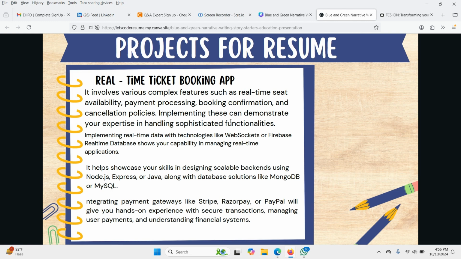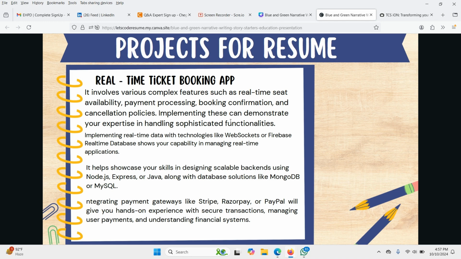So in the next slide we are discussing what projects you should include in your resume. The first project to include in your resume is a real-time ticket booking app. So why should we make this project as a resume project? Because of the following things.